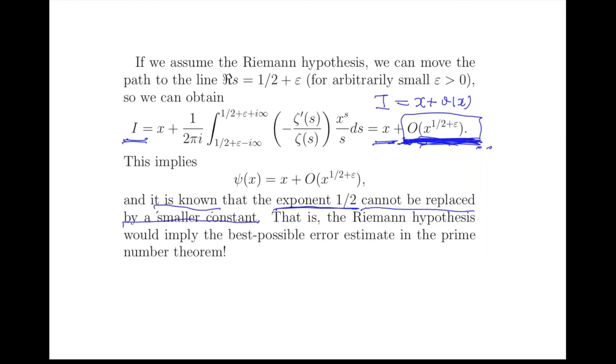That means if we assume the Riemann hypothesis, we can obtain the best possible error estimate in the prime number theorem. So we know a much better estimate in the prime number theorem. This is one of the reasons why the Riemann hypothesis is quite important in number theory.